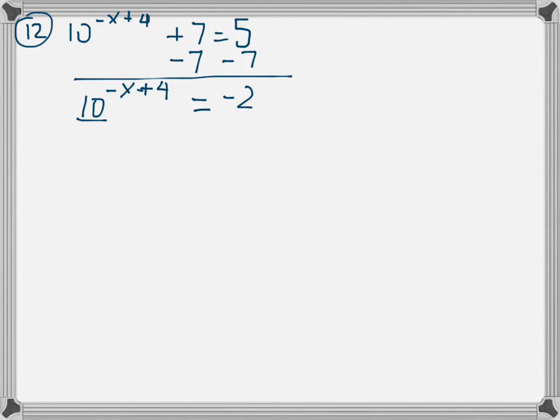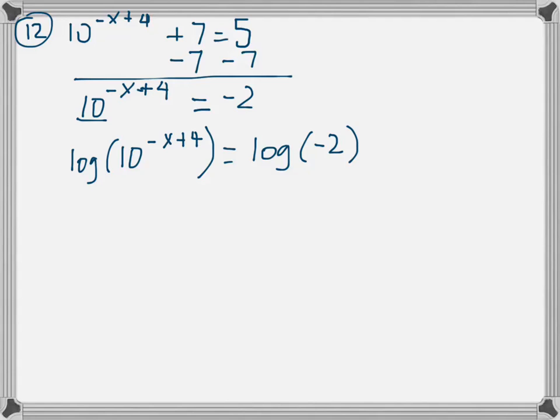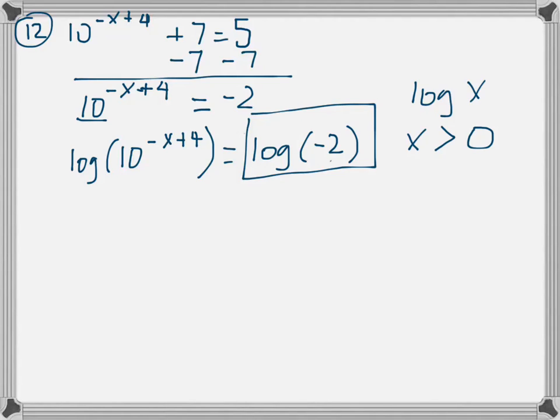Okay, it's again base 10, so I can take the common log of both sides, and it'll get rid of that 10. So the log of 10 to the negative x plus 4 is equal to the log of negative 2. Alright, I'm going to stop right there because I have a problem. You might remember that you cannot take a log of a negative number, because if you're taking the log of x, the domain is x is greater than 0. Right here we have a negative number, which is not possible, so we write, hey, look at this, no solution.